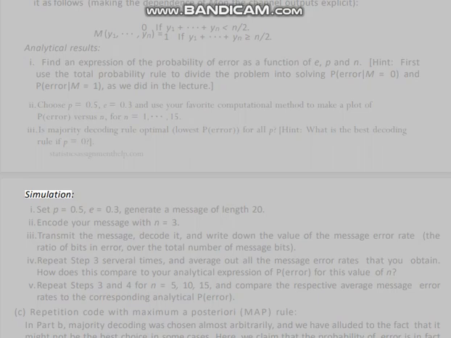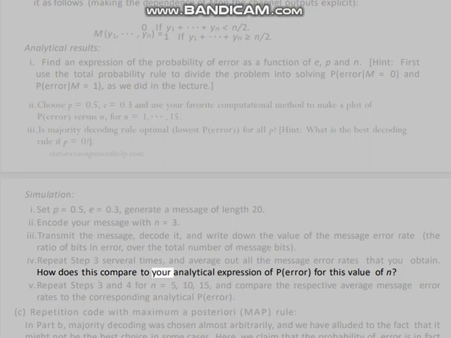Simulation. 1. Set p equals 0.5, e equals 0.3, and generate a message of length 20. 2. Encode your message with n equals 3. 3. Transmit the message, decode it, and write down the value of the message error rate, the ratio of bits in error over the total number of message bits. 4. Repeat step 3 several times, and average out all the message error rates that you obtain.